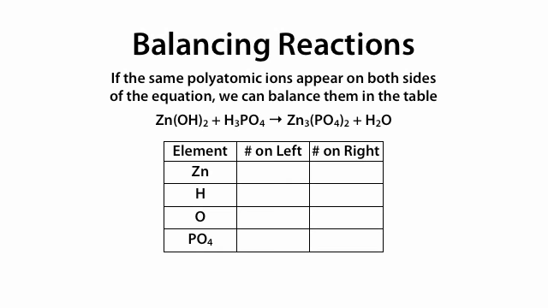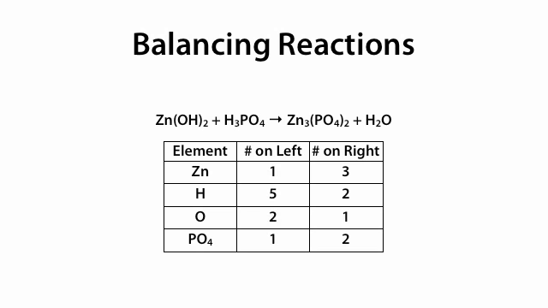So we're going to fill in our numbers normally. There are 1 Zn on the left, 3 Zn on the right, 5 hydrogens on the left, 2 hydrogens on the right, 2 oxygens on the left, 1 oxygen on the right, 1 PO4 on the left, and 2 PO4s on the right. Let's start with balancing zinc. Zinc has 1 on the left and 3 on the right. We want 3 on the left.